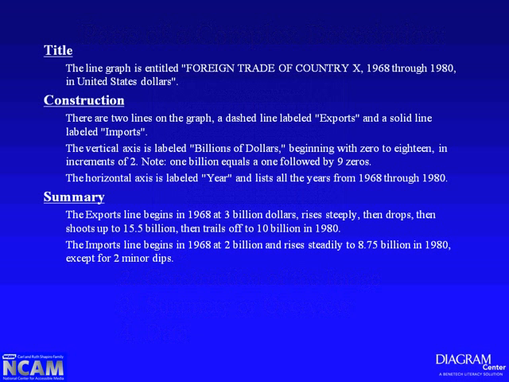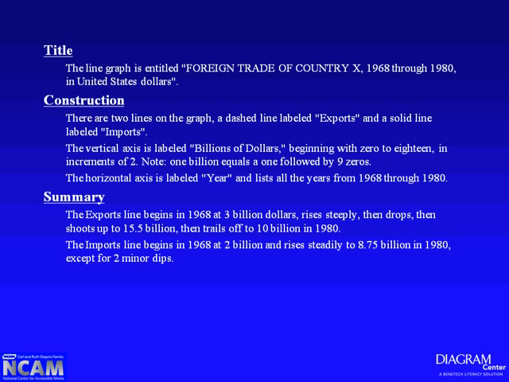And the next slide shows the image description for that line graph. And of course, you're not going to have these headers written into your image description, but they're here to help you as we walk through here. So there's a title. The line graph is titled Foreign Trade of Country X, 1968 through 1980 in US dollars. The construction, what is it? We know it's a line graph. And then the construction is there's two lines on the graph, a dashed line labeled exports, one labeled imports, and then the information about the horizontal and the vertical axes. What are those?